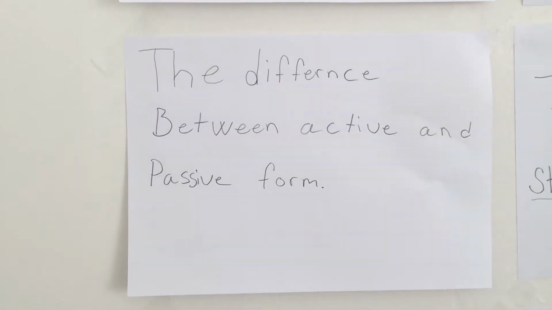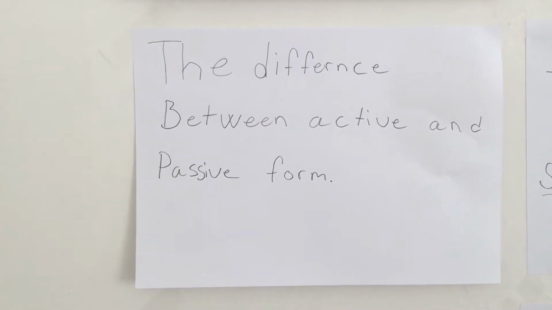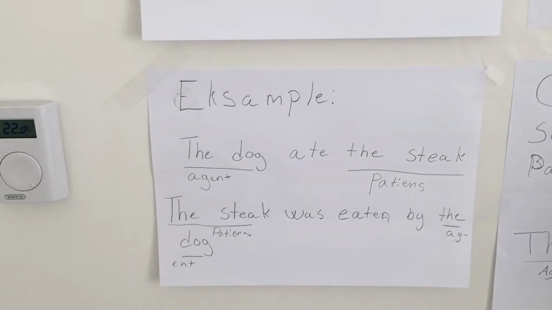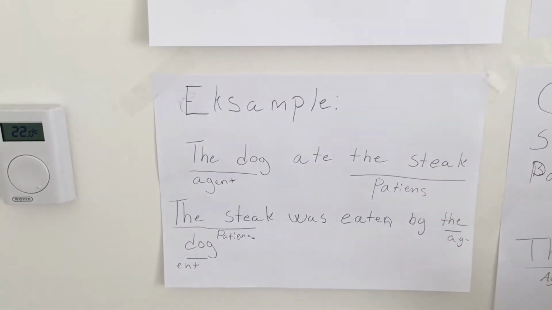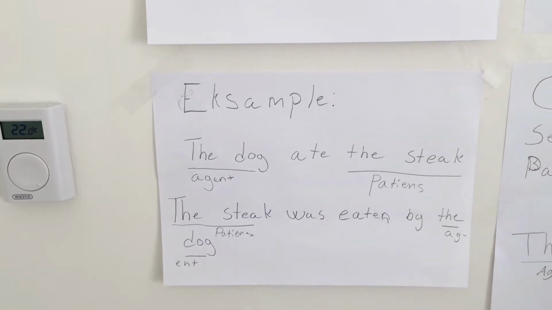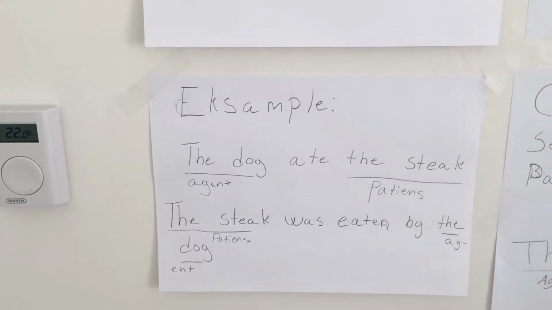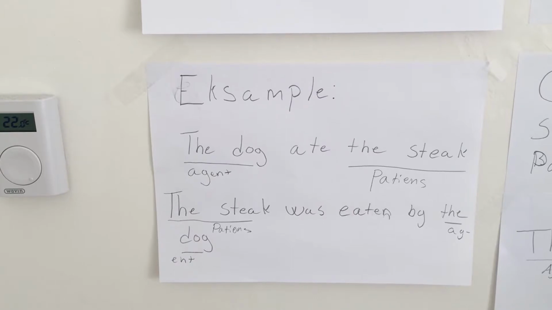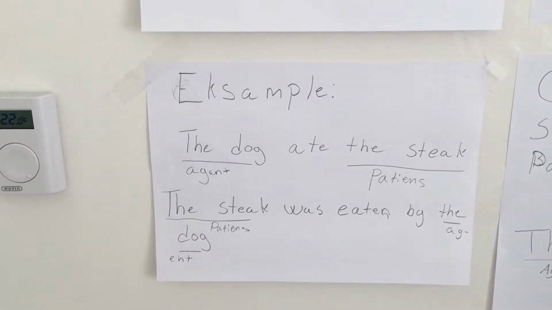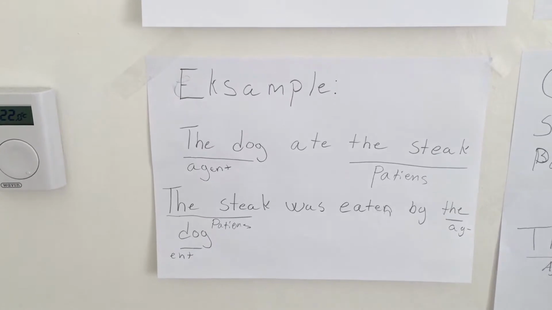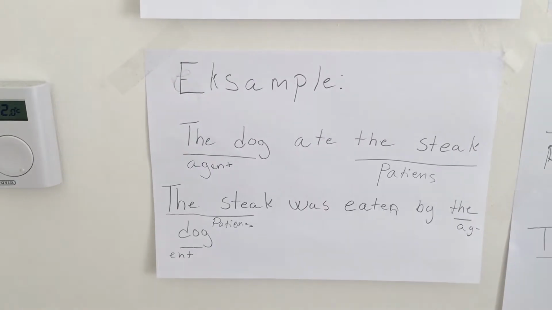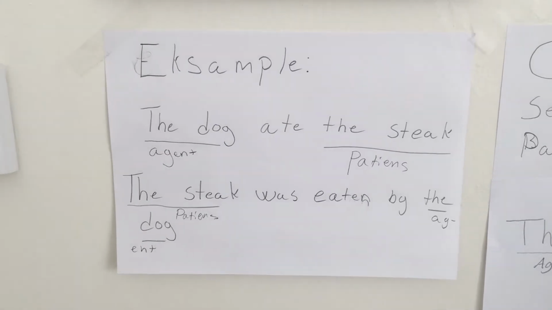The difference between active and passive form. First, let me give you some examples of how to use passive and active. The dog ate the steak, and the steak was eaten by the dog. The two sentences describe the same action, and in both sentences the steak gets eaten by the dog. The difference is not the action, but the point of view of the action. In the first sentence, the dog is the main character, but in the second sentence we see the steak's point of view. The verb in the first sentence is in active form.